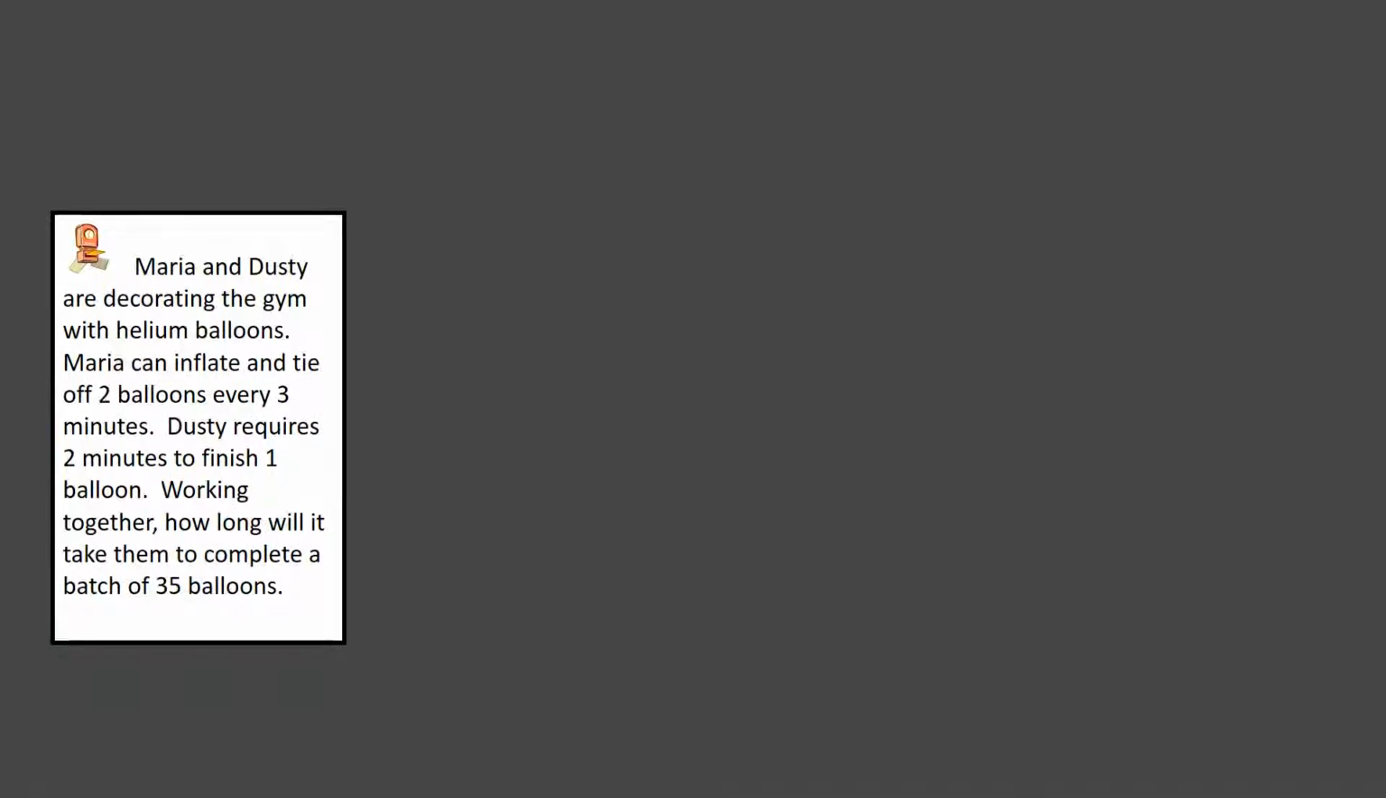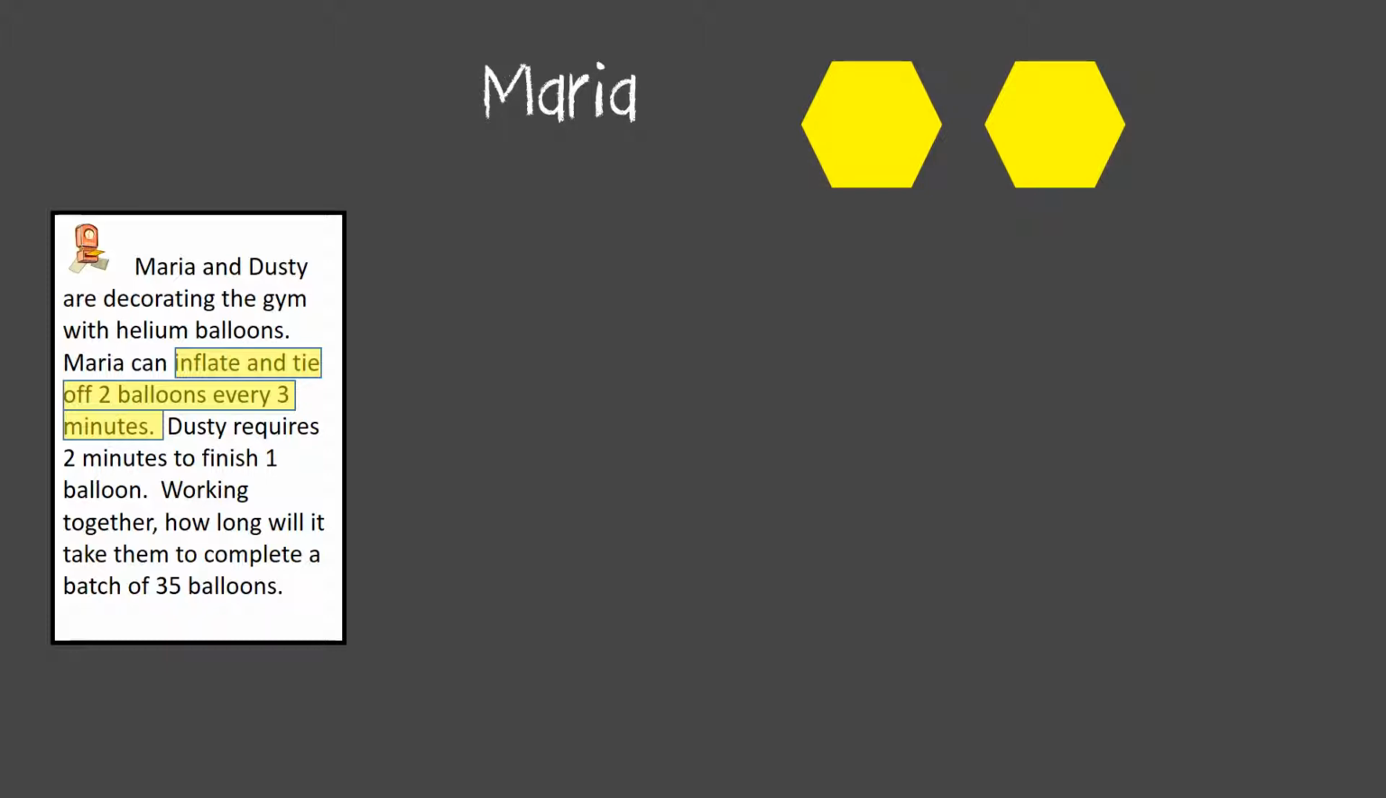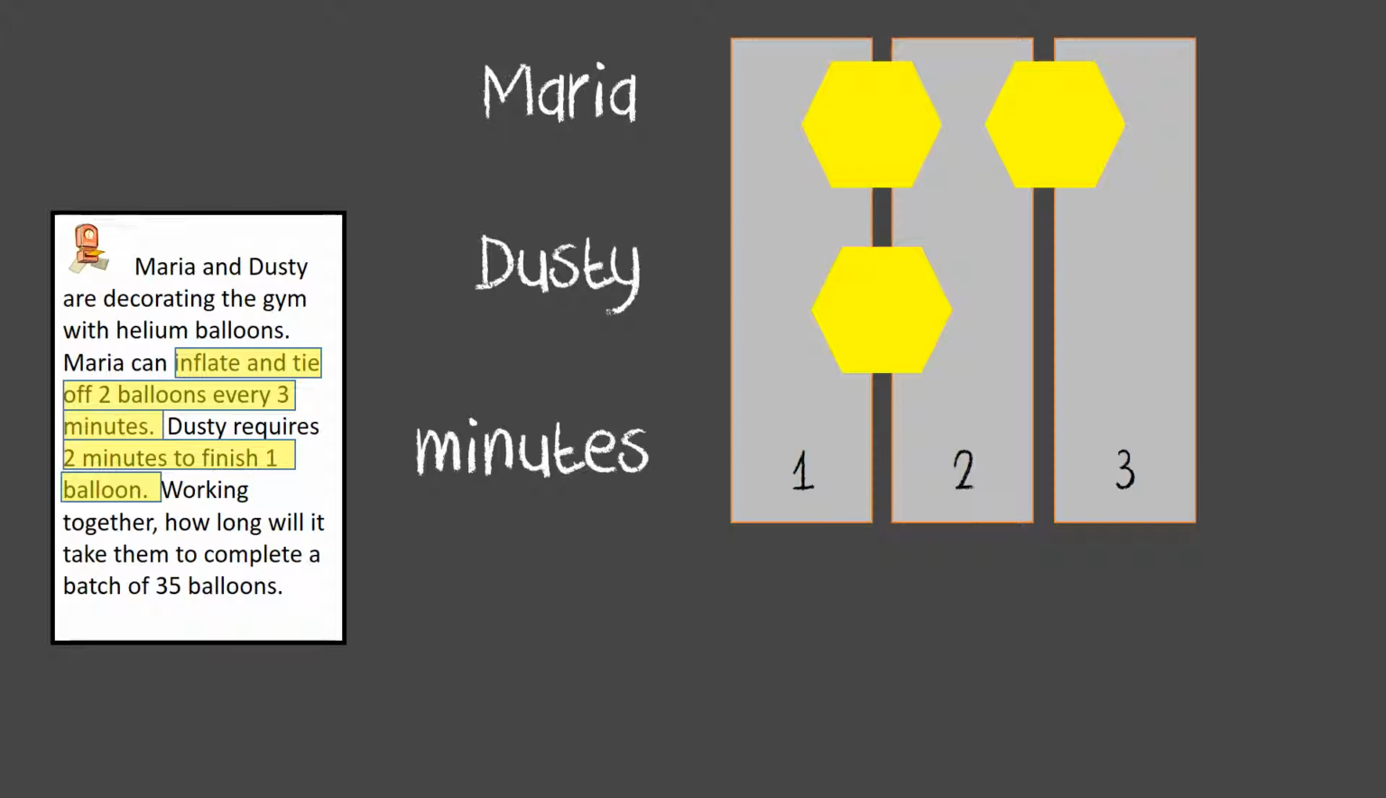So thinking about this the same way with the pattern blocks, we know that to do 2 balloons, Maria can do it in 3 minutes. So I've got 2 balloons for her. Dusty does 1 balloon in 2 minutes. So I have 1 balloon for him. I break that into our time, which is 3 minutes. So I have the bars to represent the time. Now I need to divide the balloons up into those 3 minutes, to see how much they can do.